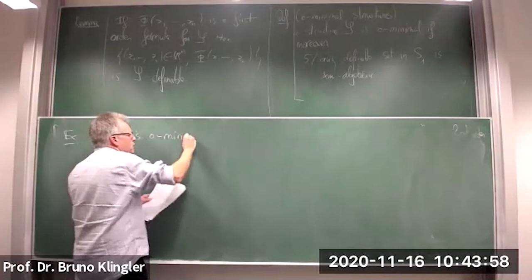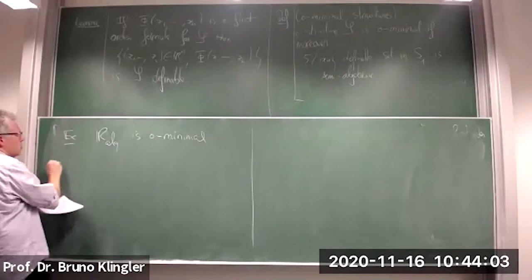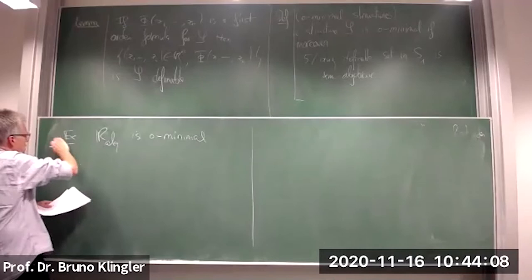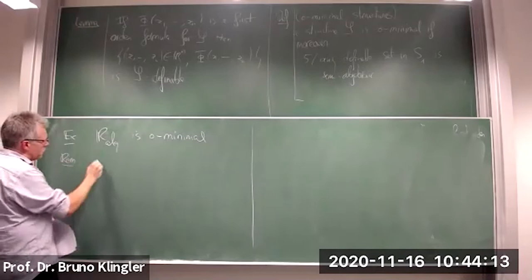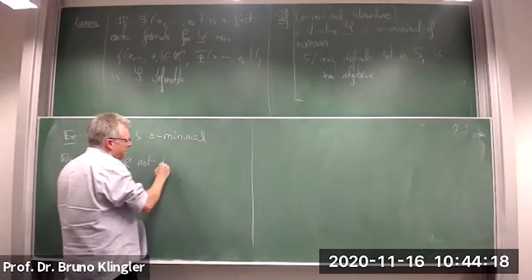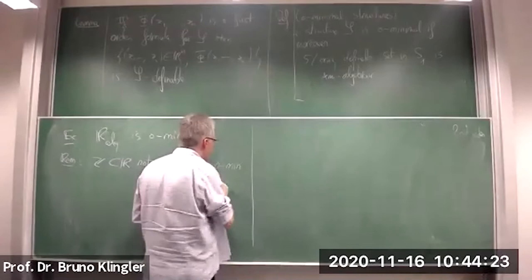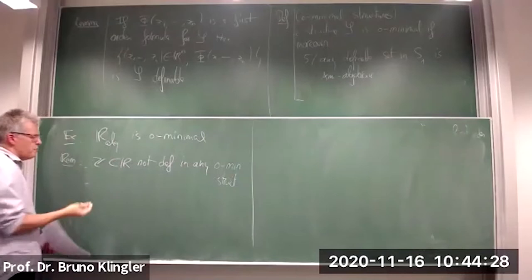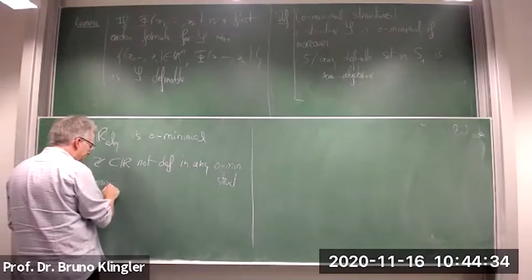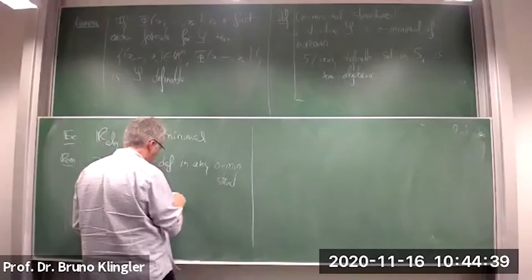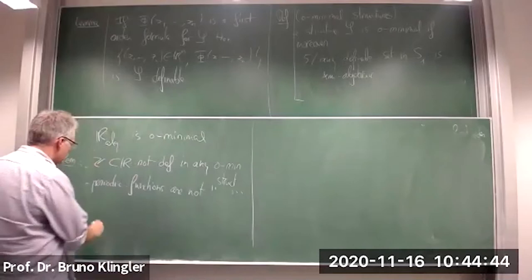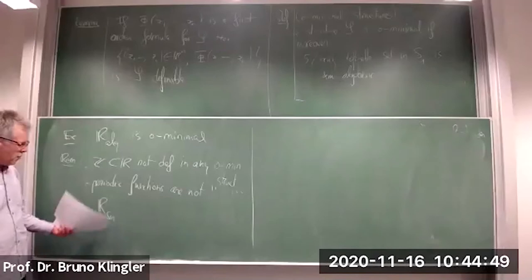But also a remark on the definition, something surprising, is that we'll use o-minimal structures to study some Diophantine problems. This is kind of strange if you think about it, because if you take Z inside R, then by definition this is not definable in any o-minimal structure. And in the same way, periodic functions are never definable in any o-minimal structure. So, for instance, if you take the structure generated by the function sine, this is not o-minimal.